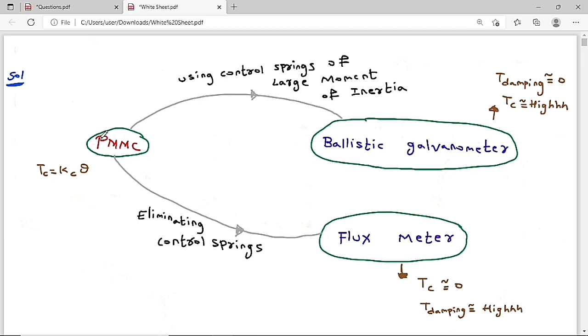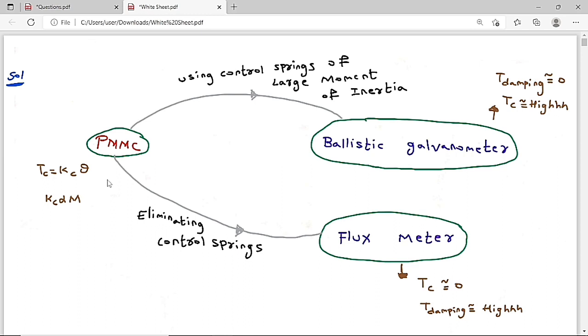Now, by doing some modifications to the PMMC, we can get the ballistic galvanometer as well as the flux meter. So what are those modifications? In the PMMC, we use the spring as the controlling torque. The expression of the controlling torque in the PMMC is Tc equal to Kc into theta, where Kc is the spring constant, which is directly proportional to the moment of inertia.